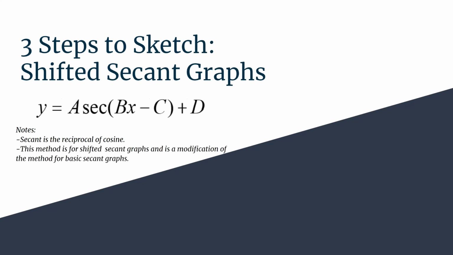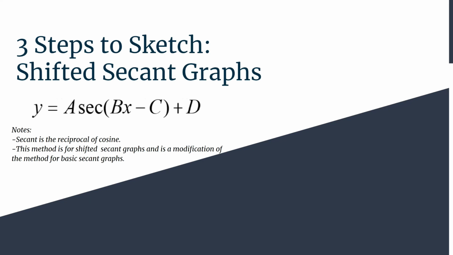All right, the second thing is just a quick note. It is our method for shifted secant graphs. So it's just a modification for our method of graphing the basic unshifted secant graphs. So if you already know that method, this one will be very, very familiar. All right, and I'll post a link to that method in the video description. So if you want to go back to that, you certainly can.